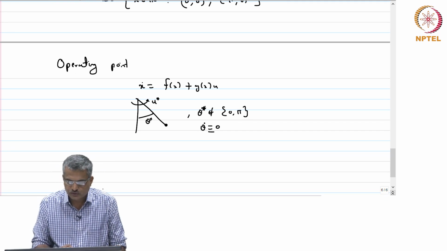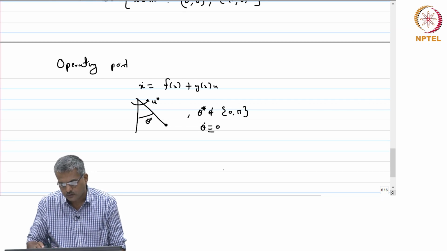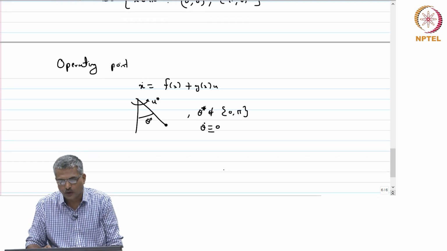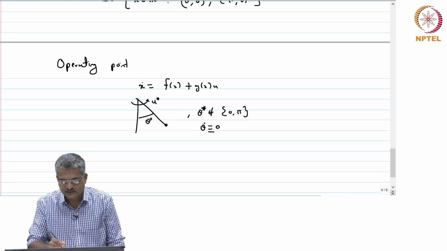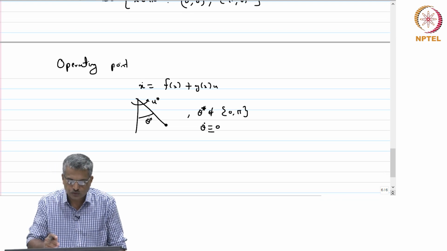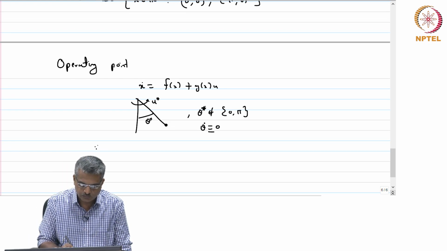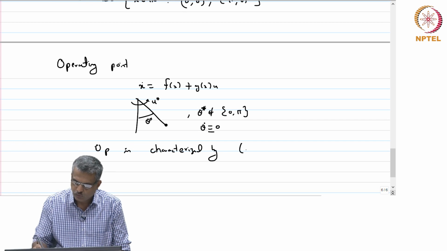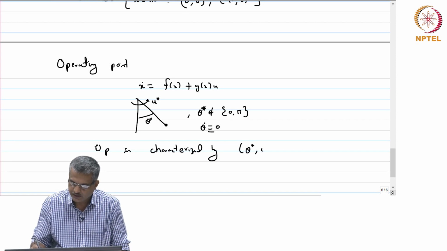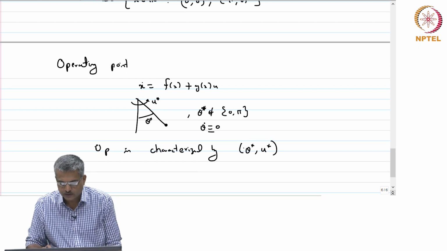How do we get this u star? The goal is to find this operating point. In a sense the operating point is already fixed, somebody has given us this theta star. So what should be the u star? The operating point is characterized by both the position and the control. These two will completely specify the operating point.